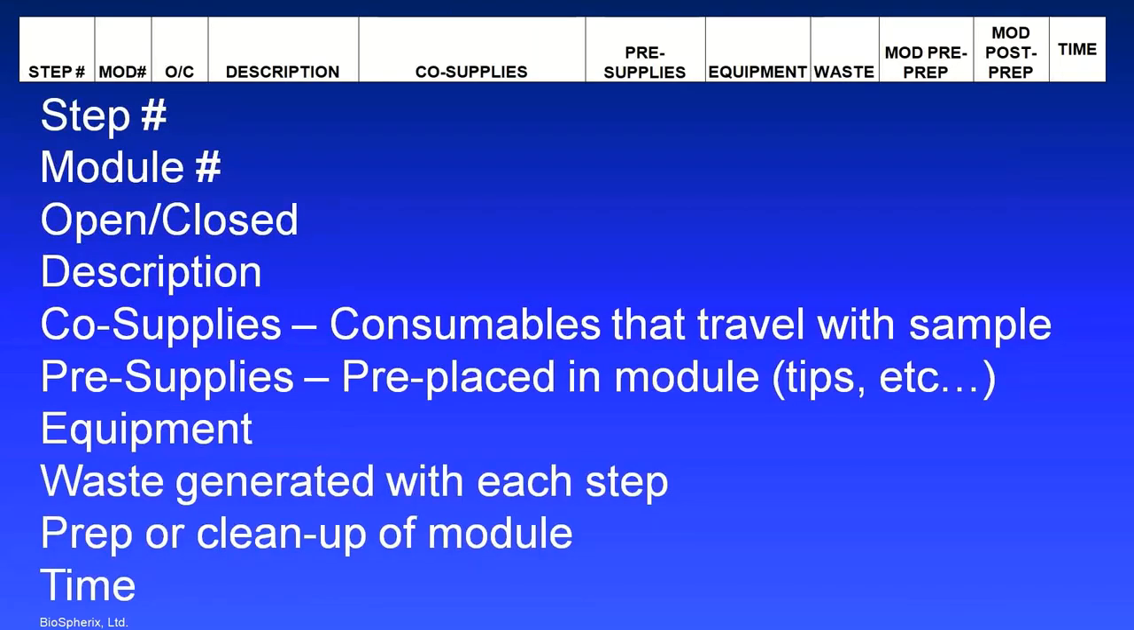So let's go across the top of this spreadsheet. We have the step number, we have the module number, that's where it's happening in the Xvivo system. We have whether that step is open or closed as far as the risk to the cells or medium. We have a description of the step. We have co-supplies, and we would use this for, say, if you had consumables that would travel with your sample through the Xvivo, you'd want to put them there. Pre-supplies would be something that could be pre-placed in the module, like a box of tips.